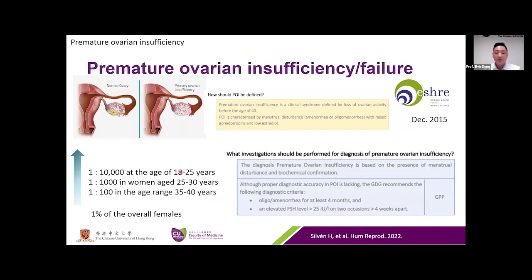So we can see that when the female age is less than 25, we can find one in 10,000. But if the age range increases to 35 to 40, then the incidence will increase to one in 100.